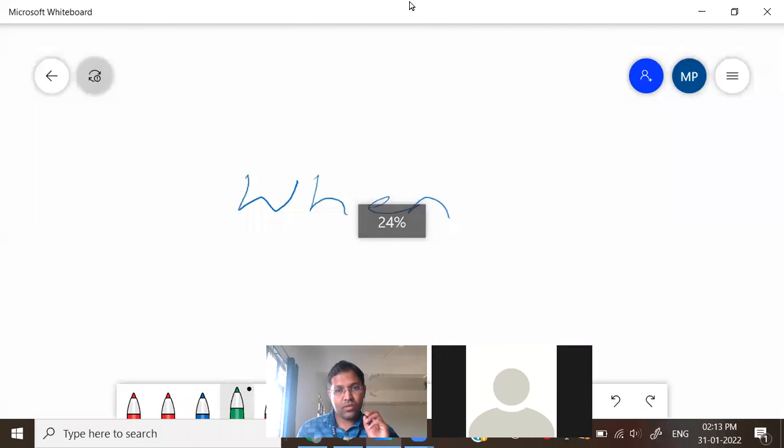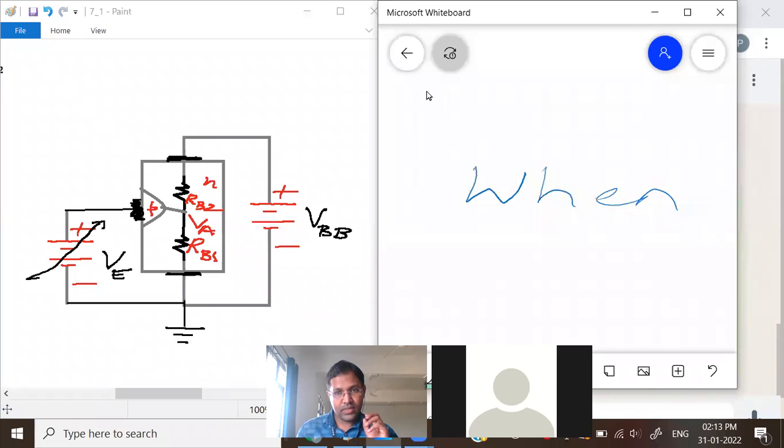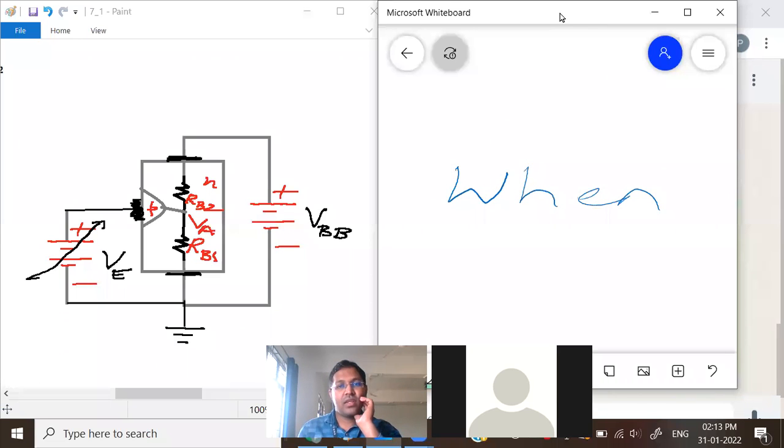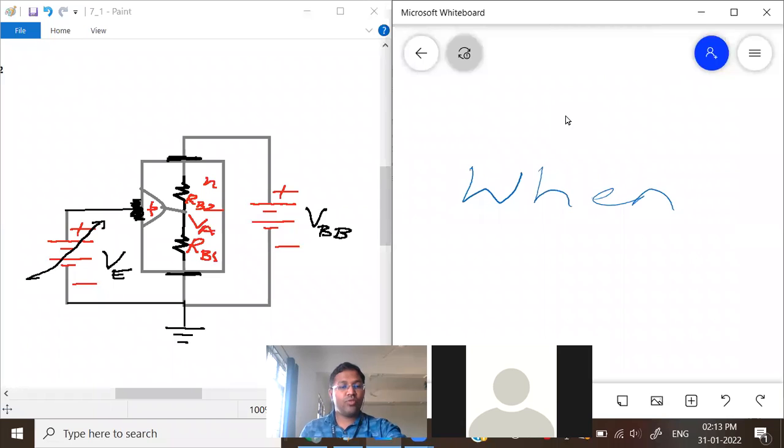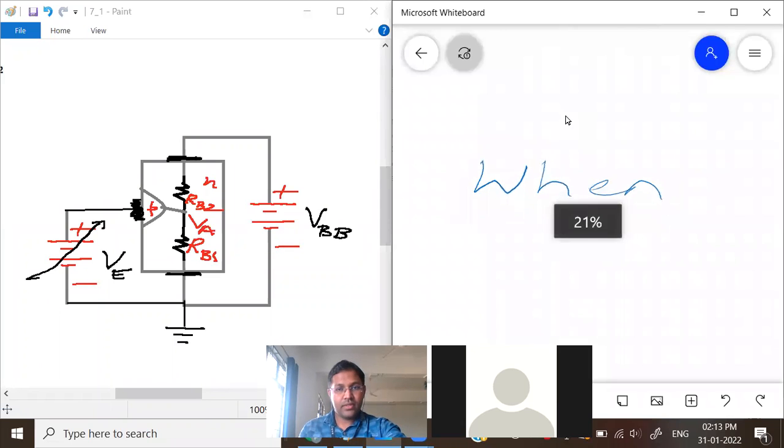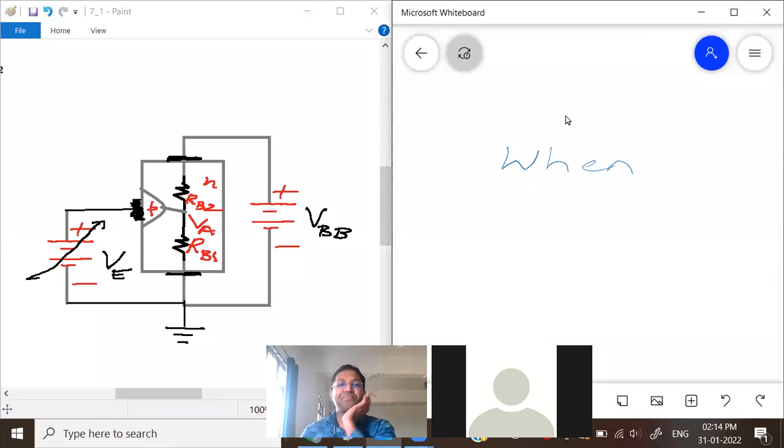Okay, so what I will do is, I will use two boards, right? So that we can easily compare these. So now what we will do is, we will first consider the case when the emitter current is 0.